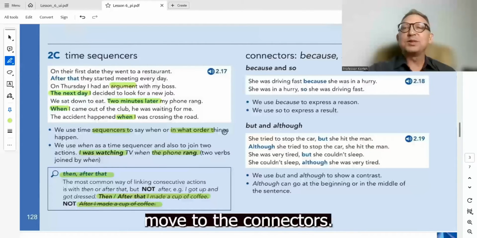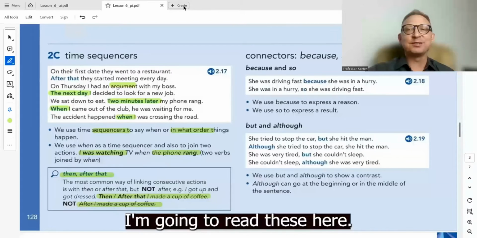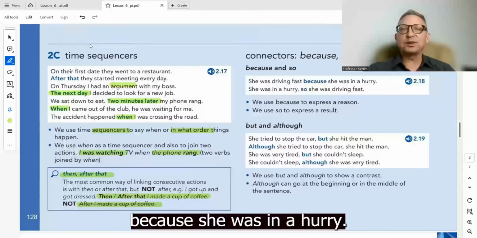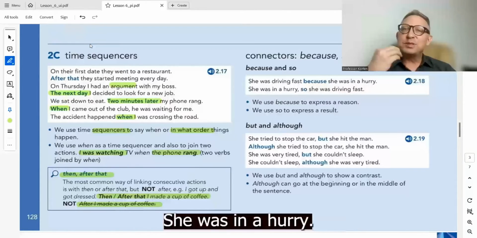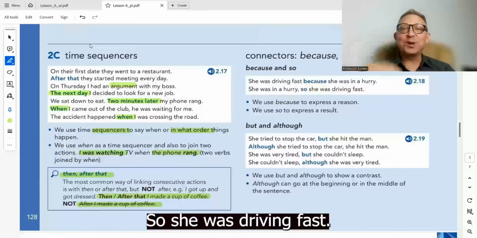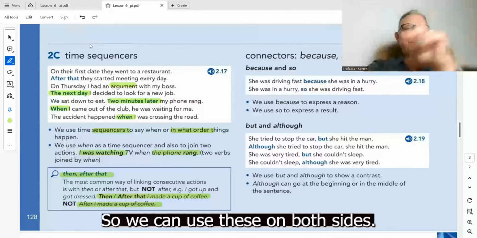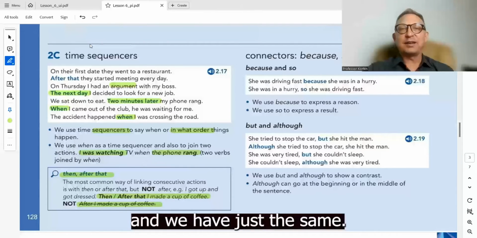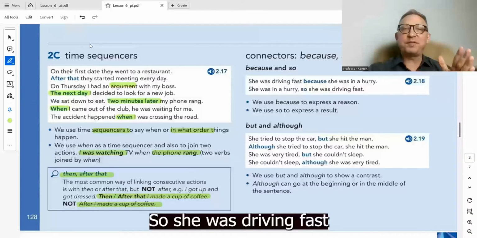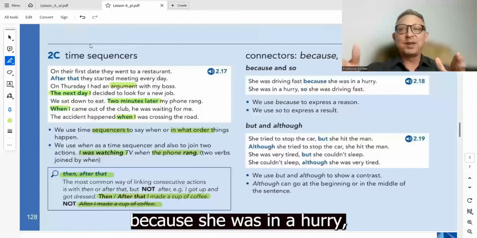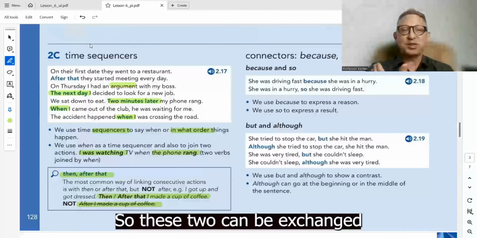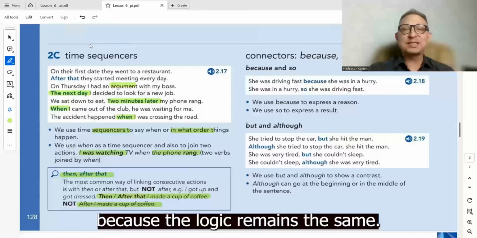All right, now we're going to move to the connectors. I'm going to read these here. So she was driving fast because she was in a hurry. She was in a hurry, so she was driving fast. So we can use these on both sides. We can switch them and we have just the same. Because she was in a hurry, she was driving fast. So these two can be exchanged because the logic remains the same.